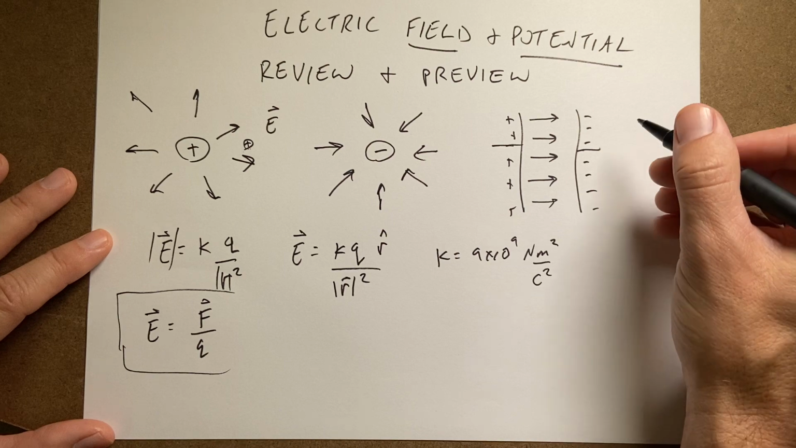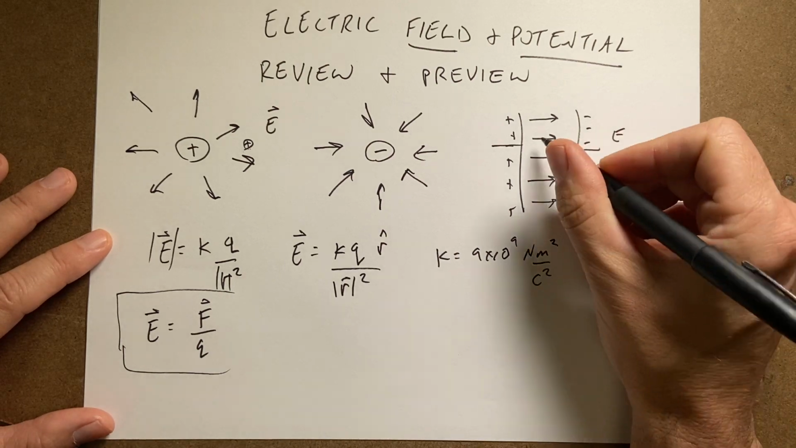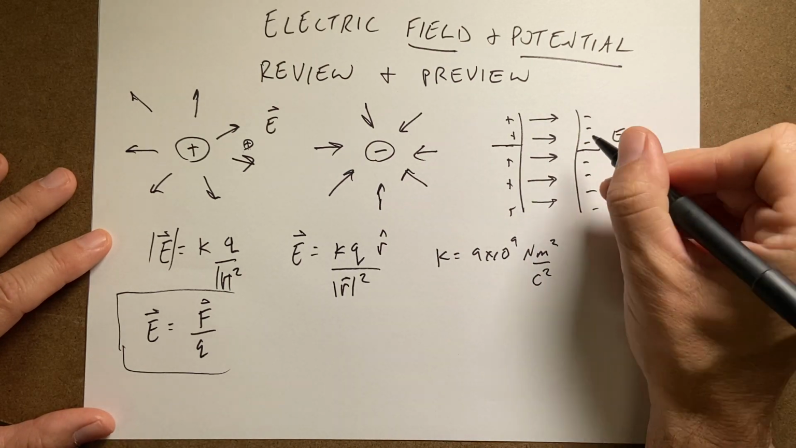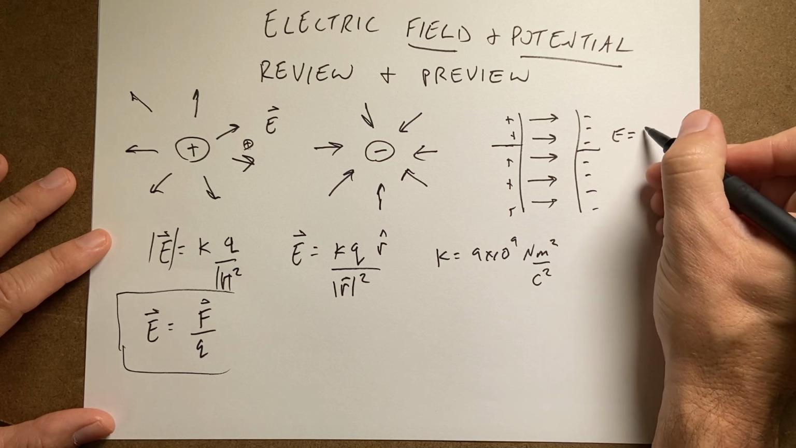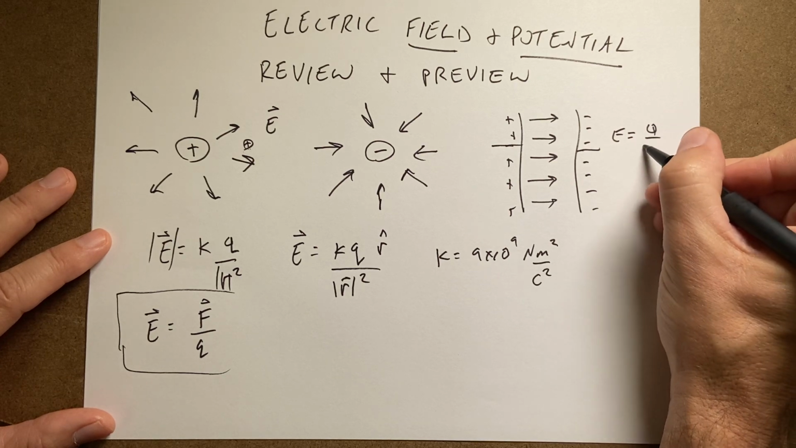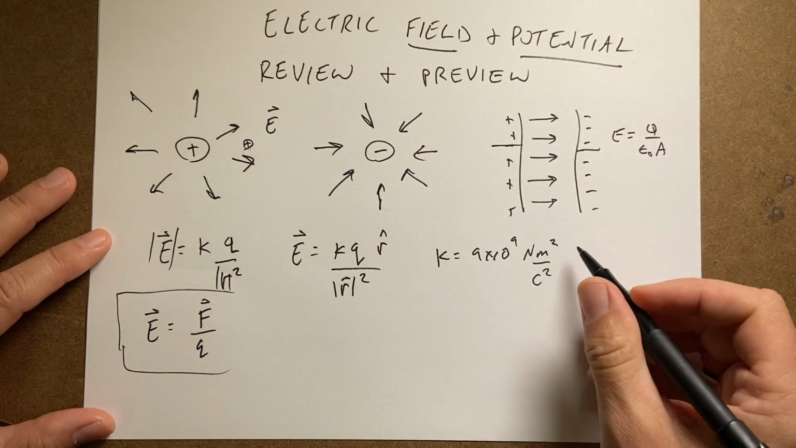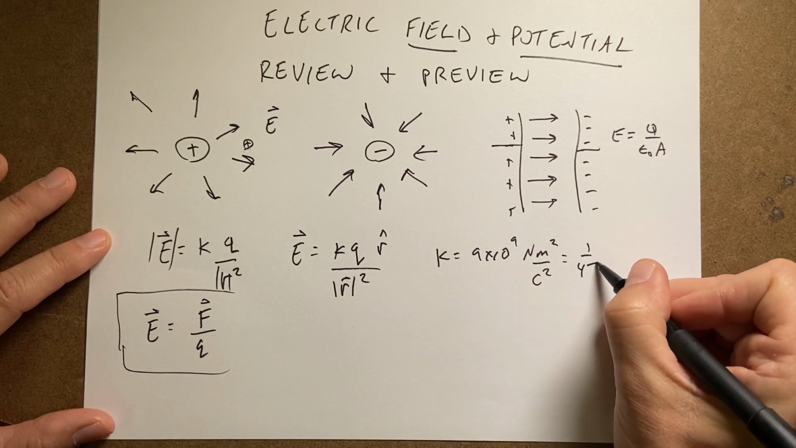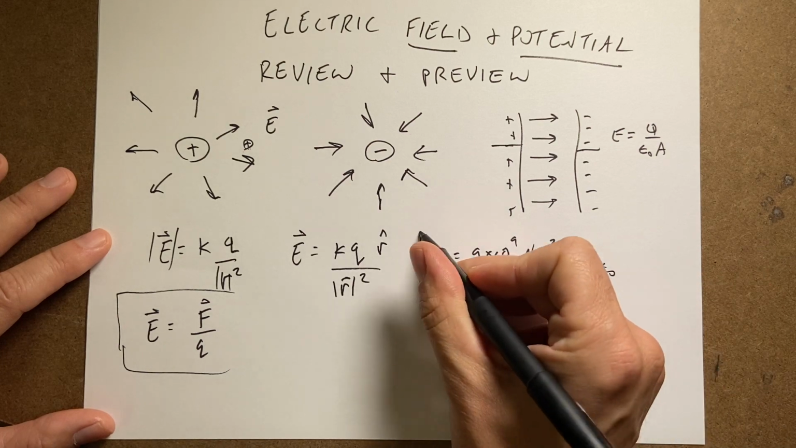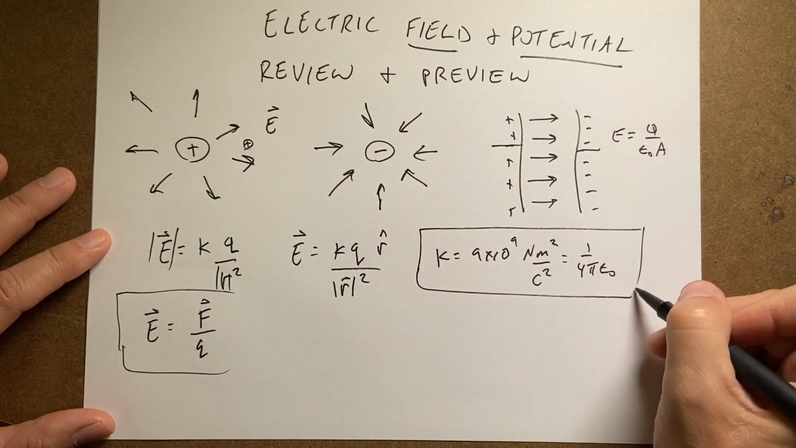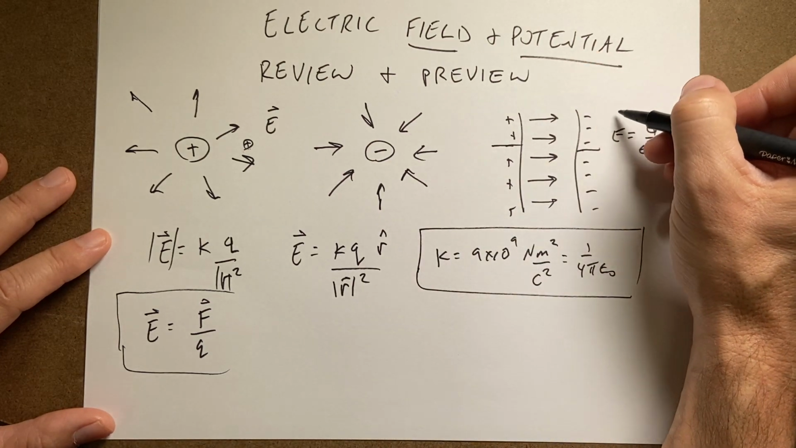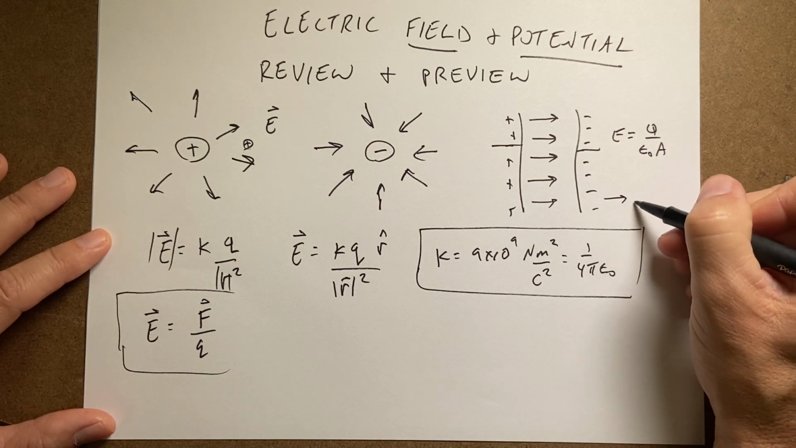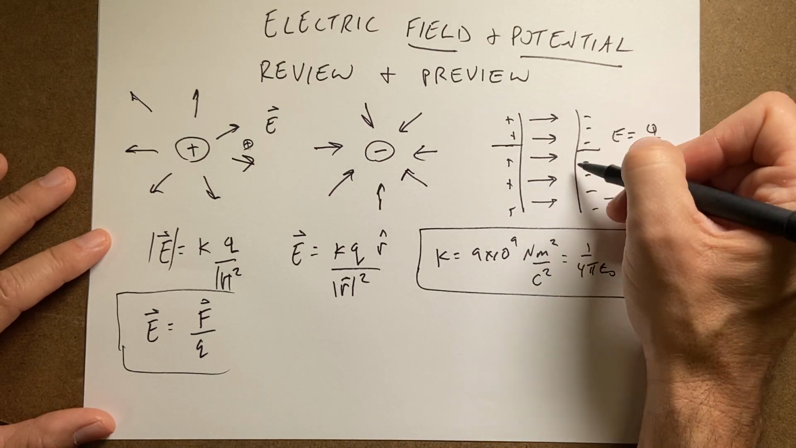I guess I should say up here the magnitude of the electric field due to a parallel plate capacitor is constant inside, and it's equal to Q over epsilon naught A, where k is equal to 1 over 4 pi epsilon naught. So that's just a constant. And A is the area of the plate, and Q is the charge on one of the plates.